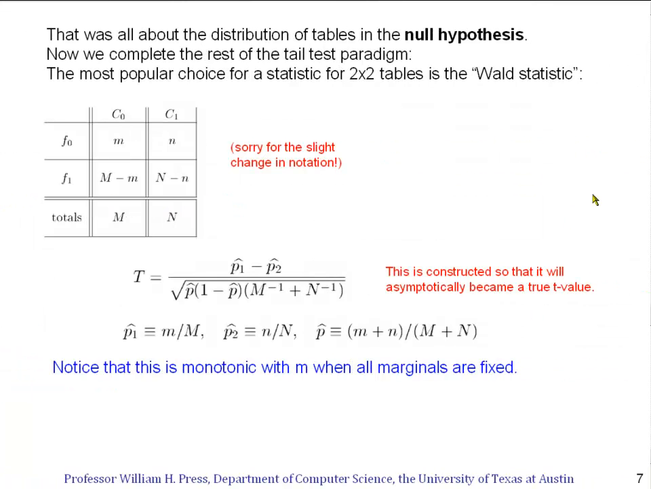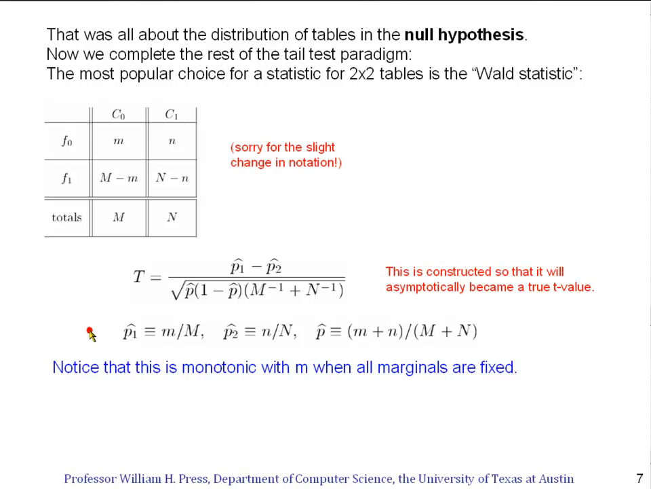Now all of that in this segment was about the distribution of tables under the null hypothesis. So quickly now we have to go through the rest of the paradigm for making a tail test. What do we do? We have to pick a statistic. A statistic for this table, a common statistic in use, is called the Wald Statistic. The Wald Statistic is computed as follows.